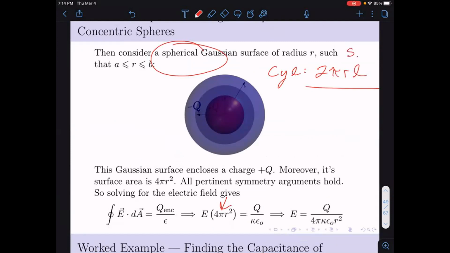That would be SA for surface area, okay? But it's likely that you'll get either one, so spherical or cylindrical, it doesn't really matter. All that changes is the area formula right there, okay?